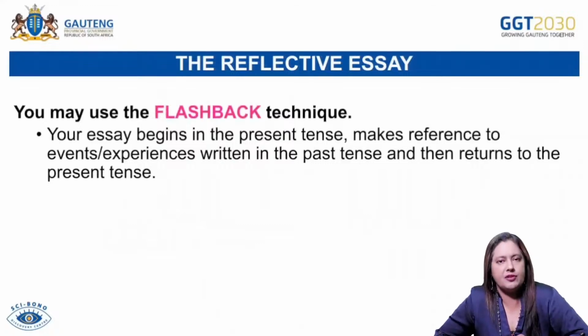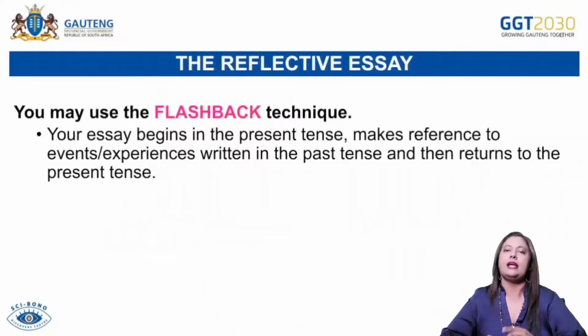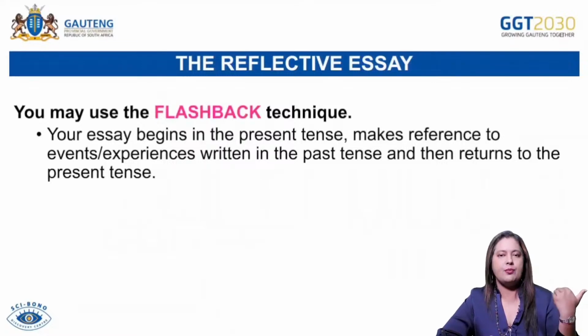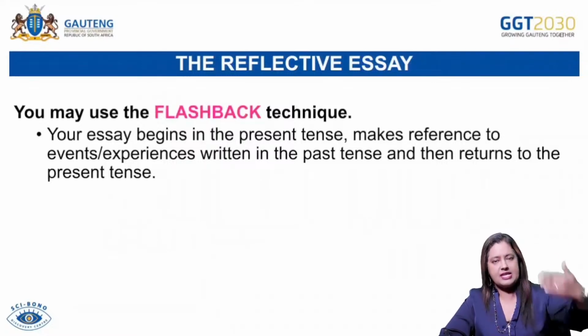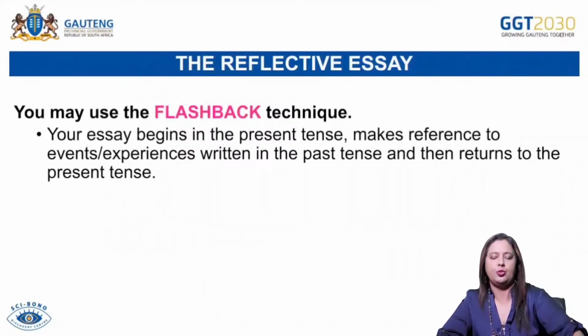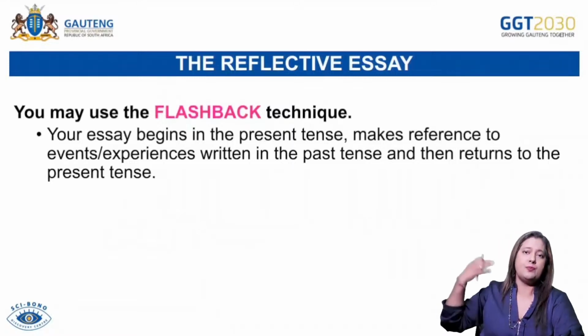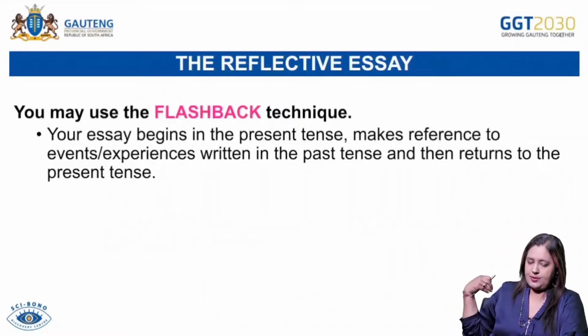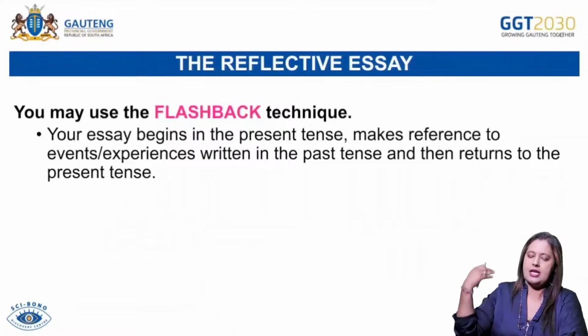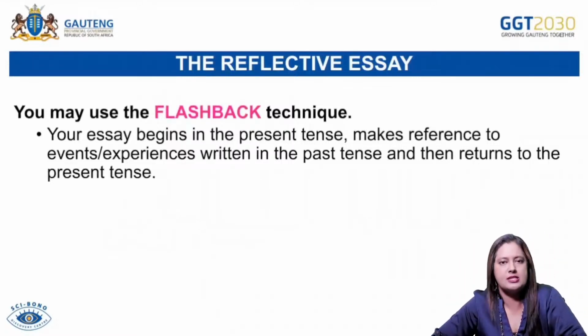Again, you can make use of the flashback technique. Now that again, I've explained to you in the narrative essay. Remember, there are events that happened before this to bring you to where you are right now. So your essay begins essentially in the present tense. It goes back to a few events that happened prior to this, so back in the past tense, and then it returns into the present tense again as to where you are right now.